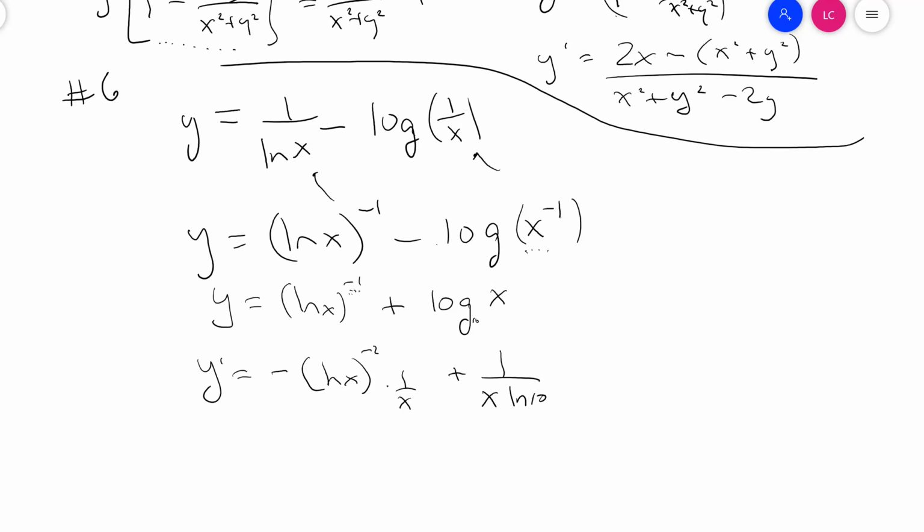And let me make sure that's the same answer I got. It is, yep. So this can be written as negative 1 over x ln of x squared, right? So same thing, doesn't matter to me. Again, this is completely great. This is great. It doesn't matter to me. Just showing you how it works out.